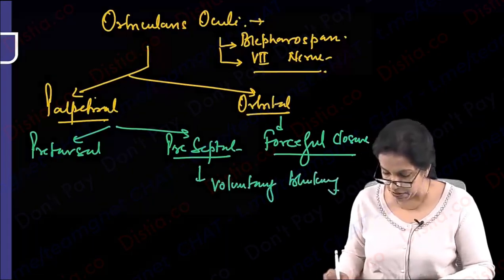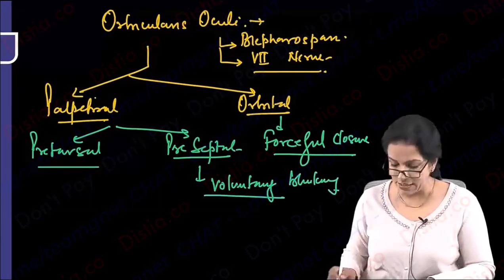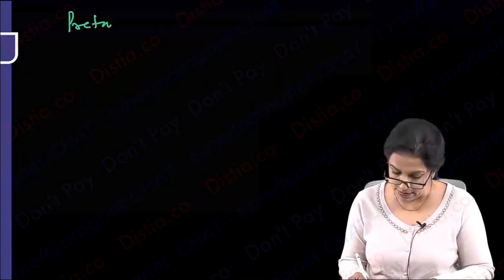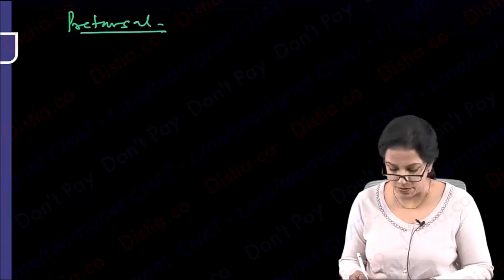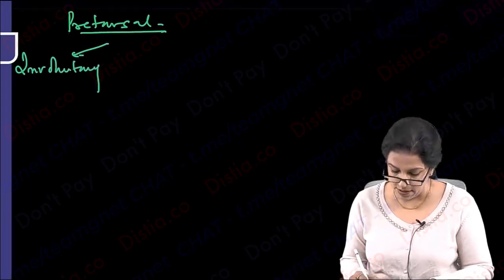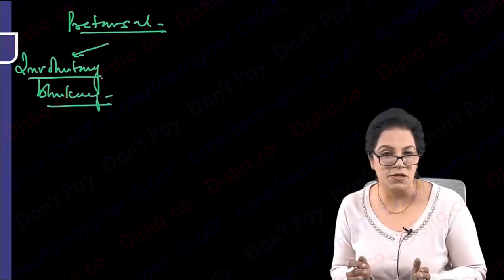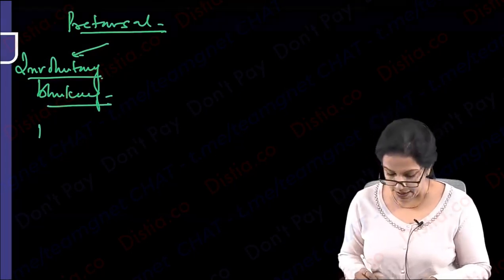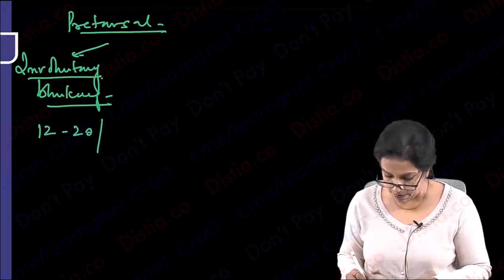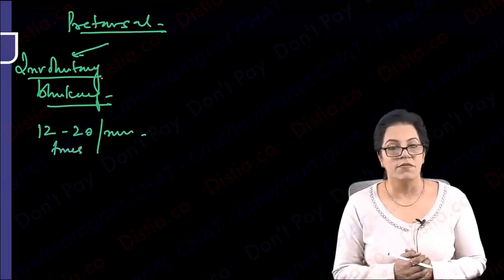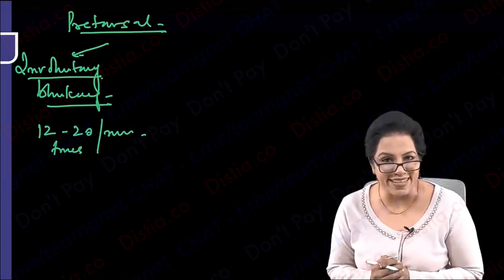Whereas when we talk about the pretarsal part, in front of the tarsal plate, the first important point here is that it is your involuntary blinking. So when you are not even aware, involuntary blinking is a normal phenomenon. What is the normal frequency of blinking? 12 to 20 per minute. So much times per minute, that every 3 to 5 seconds we would blink. This is the involuntary blinking.